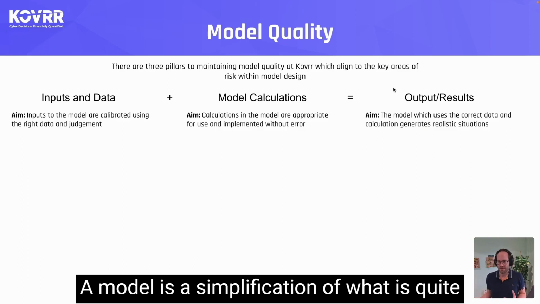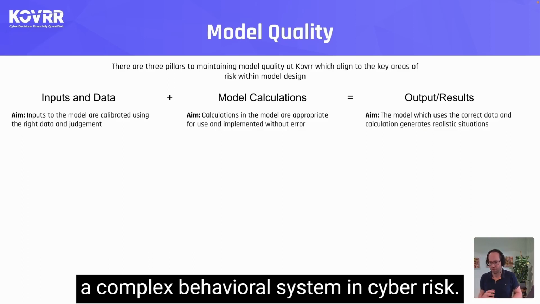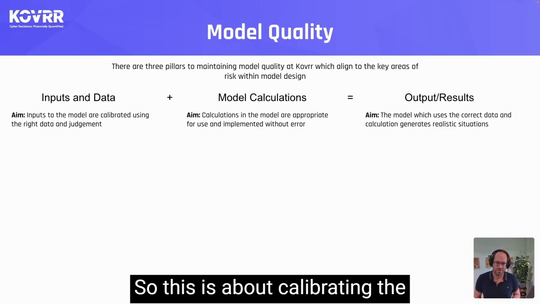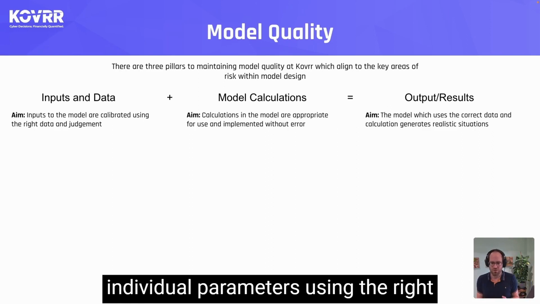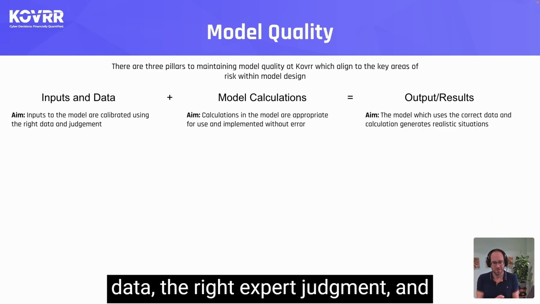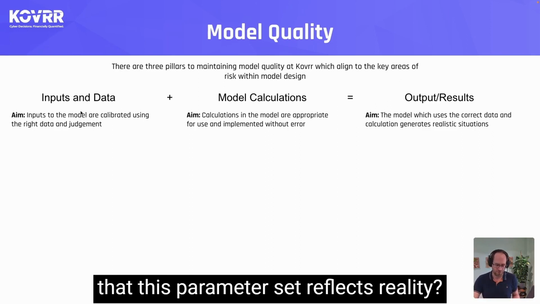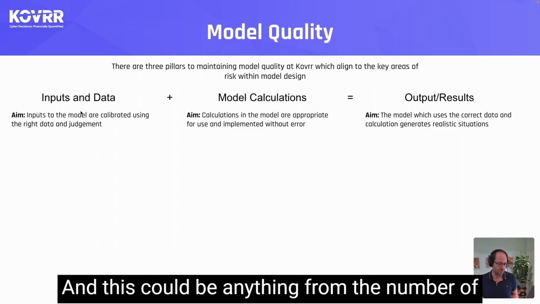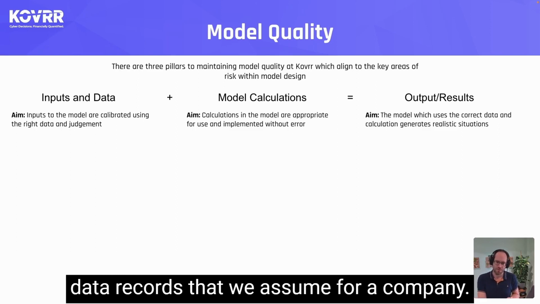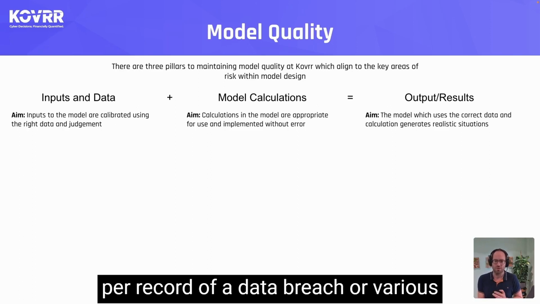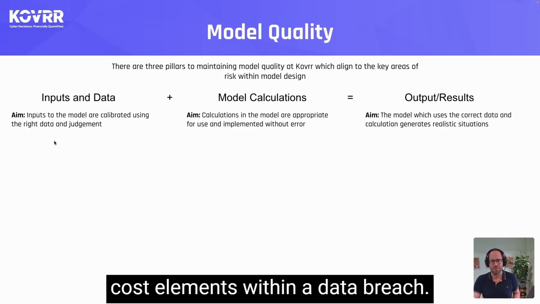A model is a simplification of what is quite a complex behavioral system in cyber risk. We split the problem into three components. Firstly, the inputs and data. This is about calibrating the individual parameters using the right data, the right expert judgment, and overall, how do we get comfortable that this parameter set reflects reality? This could be anything from the number of data records that we assume for a company, the duration of events that impact a business, or the cost per record of a data breach, or various cost elements within a data breach.